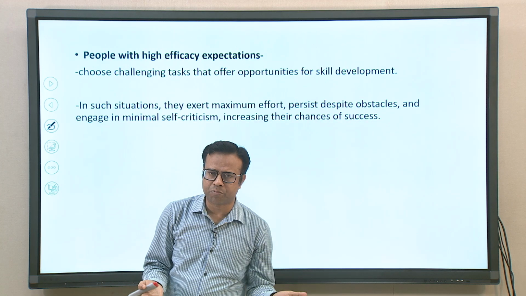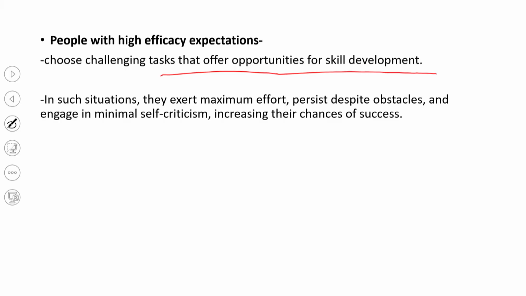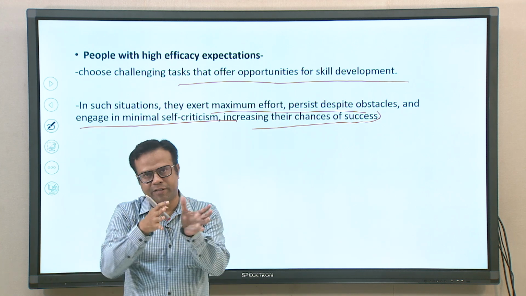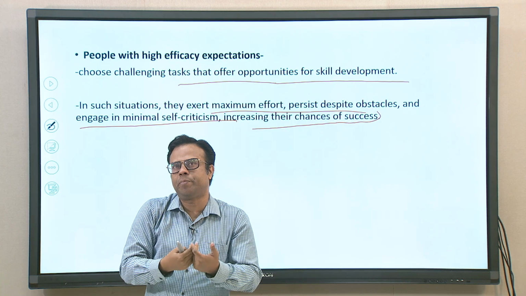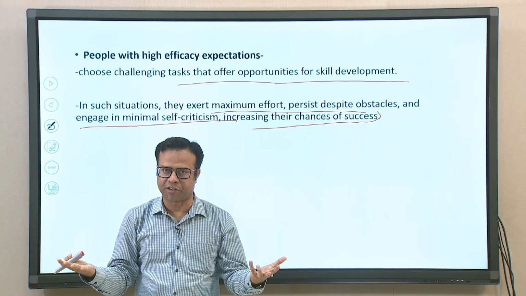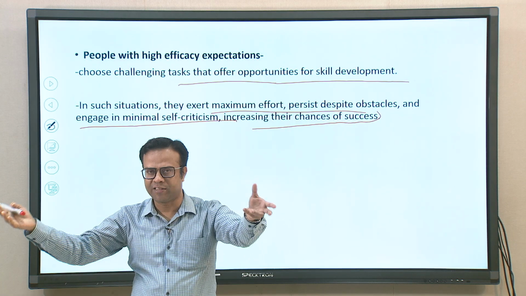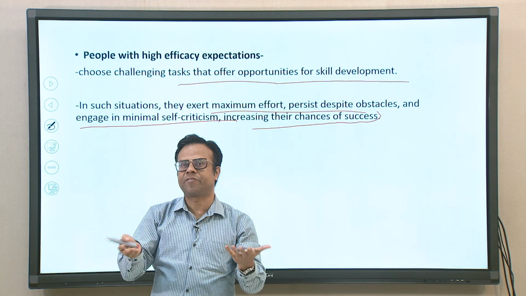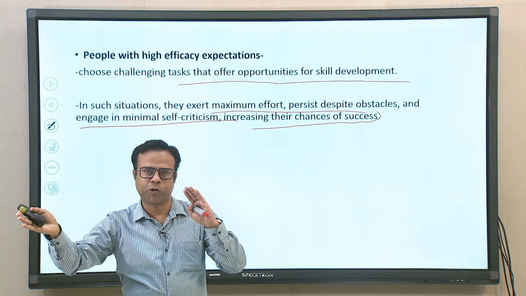Similarly, people with high self-efficacy expectations choose more challenging tasks, seek opportunities and skill development, they try to do that. In such situations, they exert maximum effort, persist despite obstacles, engage in minimum self-criticism, increase their chances of success and so on. So, behaviorally there will be this kind of impact if you have high and low self-efficacy. Self-efficacy mostly may not be universal, like in every context you will have high self-efficacy. It may be very domain specific. Your self-efficacy may be high in one thing, may be low in another thing, that is fine. People may not have high self-efficacy in everything that they do, but if you have high self-efficacy or low self-efficacy, your psychological impact will be very different.